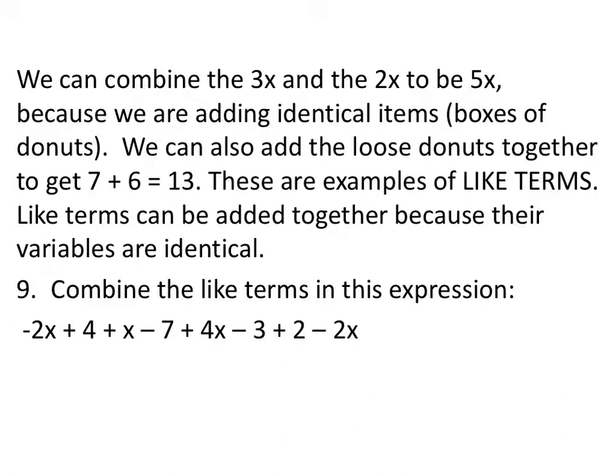But we can also add the loose donuts together, such as 7 and 6 to get 13, which is what we did. These are examples of like terms. So I'll use this phraseology pretty often. Like terms. If you haven't underlined that, I put it in caps, but I would probably underline that because I'm going to say it a lot. Like terms can be added together because their variables are identical, or, like constants, their non-variables are identical.